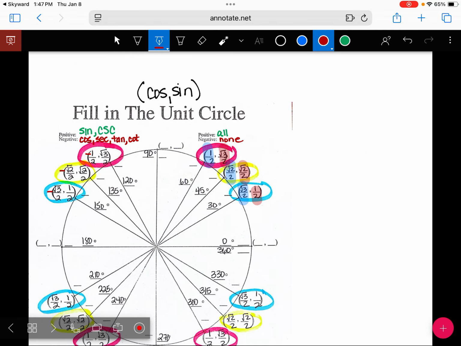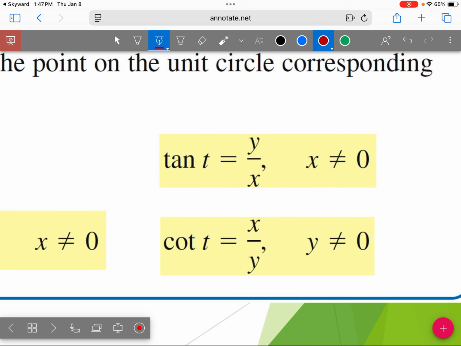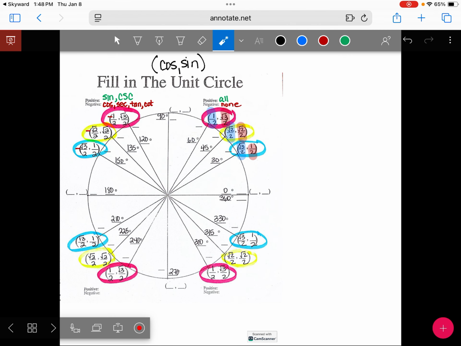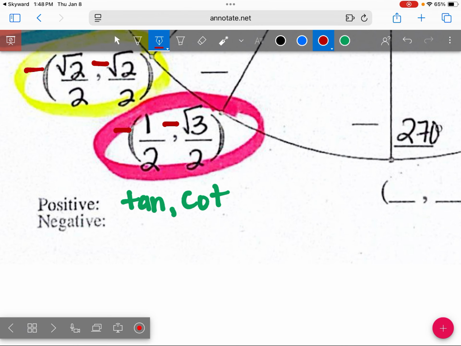All right, quadrant 3. So looking at your cutout, notice that the way we get tangent is by dividing. So tangent is y divided by x, and cotangent is x divided by y. Because sine and cosine are both negative, what happens when you divide two things that are negative? What do you get? A positive. So in quadrant 3, tangent and cotangent are positive. The other four are negative: sine, cosecant, cosine, and secant.